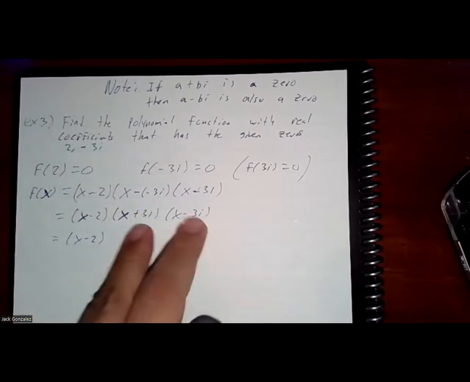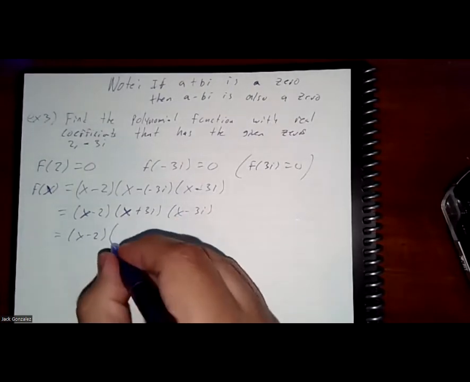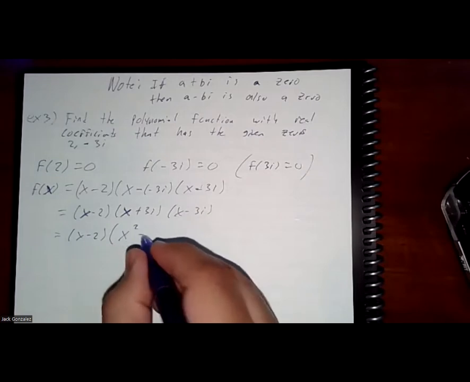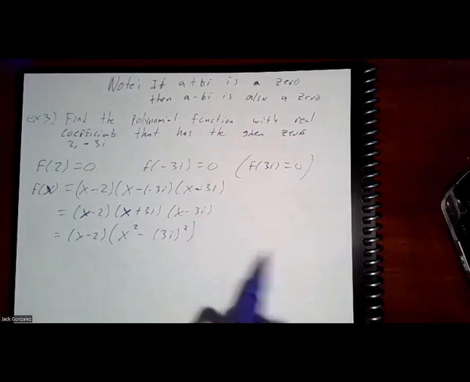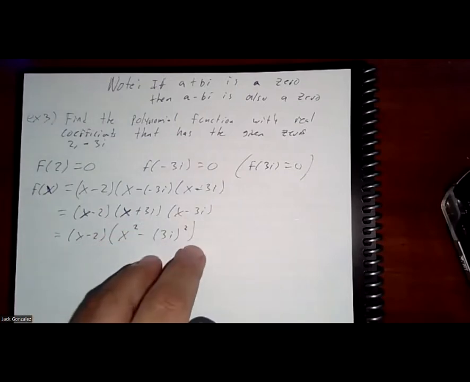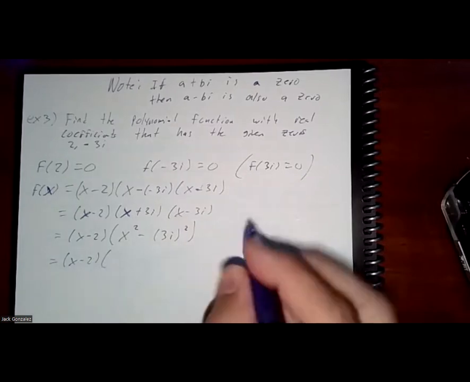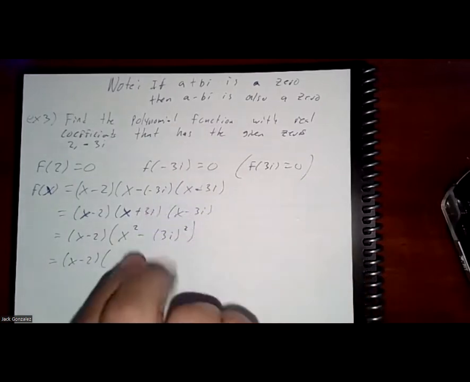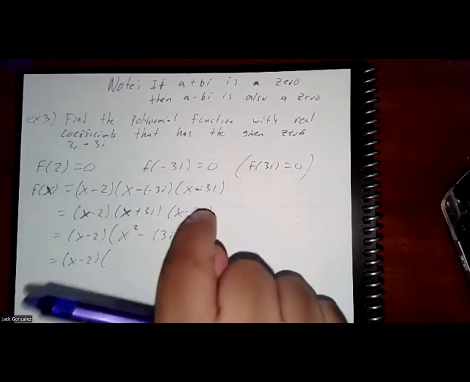So these are differences of squares, right? Conjugate pairs. So that will become x squared minus 3i squared. Or you can just FOIL everything out and you'll end up with this. It's up to you. I'm just trying to show you a shortcut. This is a conjugate, so they multiply into the first term squared minus the second term squared.